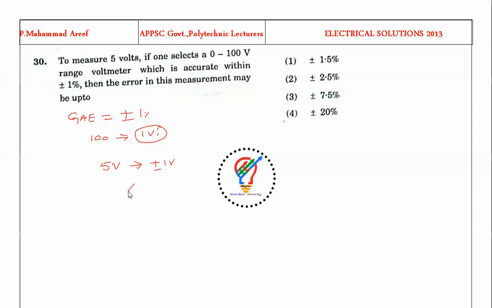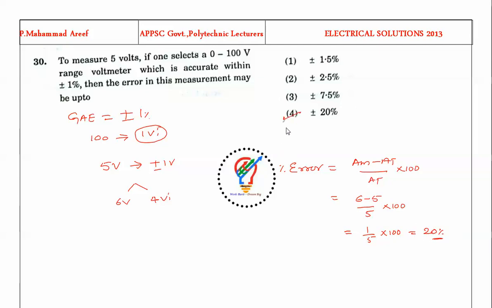That means the output of the meter may be 6 volts or it may be 4 volts. Now error is nothing but the measured value minus the true value, in terms of the true value. If you want percentage, we multiply by 100. The measured value you can take as 6 or as 4. So let us take 6. So 6 minus the actual true value 5, divided by 5, into 100%. That means 1 by 5 into 100. It leads to 20% error. So the answer for this question is 20%.